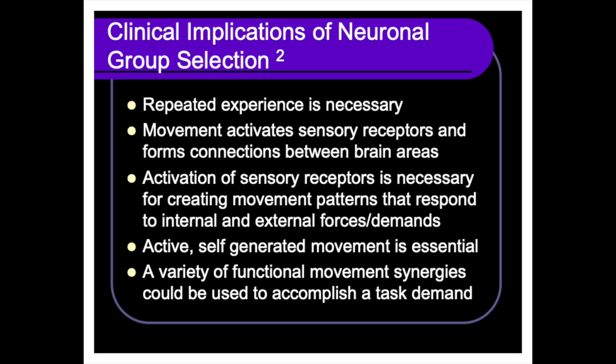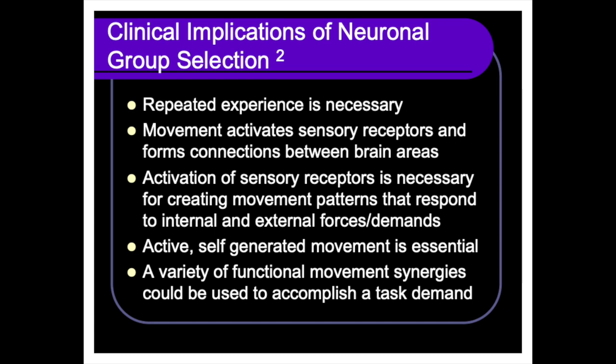It also suggests that we have to be active, that active self-generated movement is essential to form those neuronal interconnections. If we're passively moved, then that isn't actually activating the part of the motor system that we need to start forming those connections.